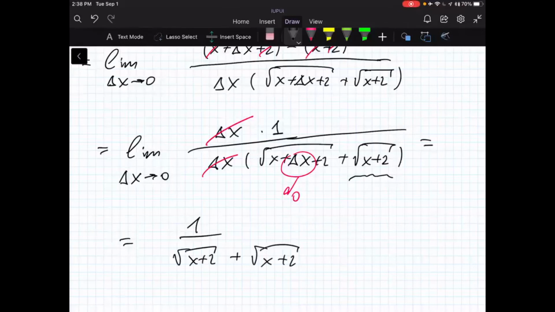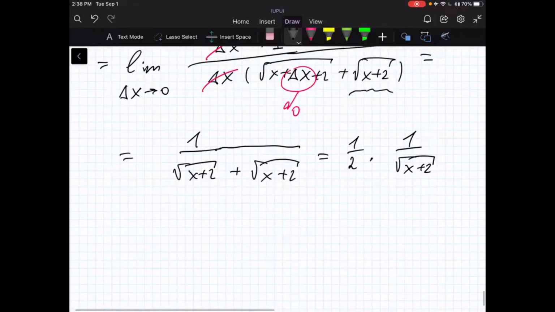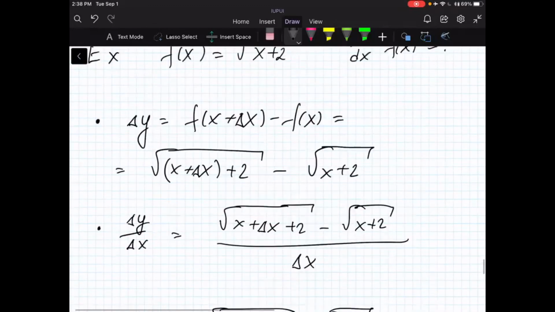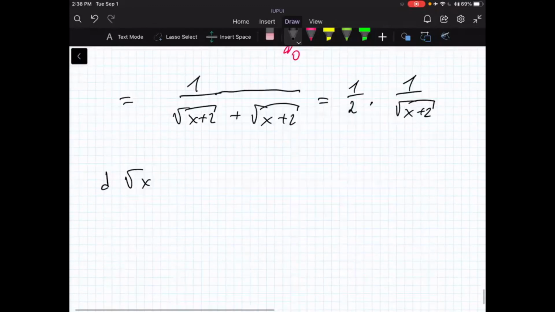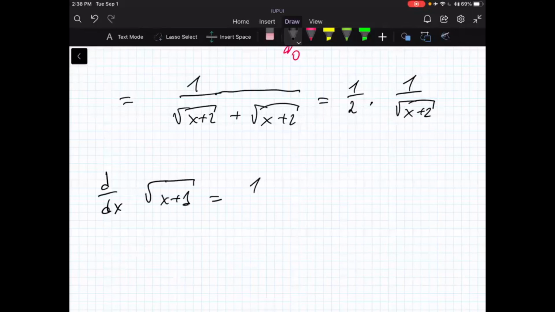Here I can write anything without the limit because I already calculated that. And finally it's 1/2 times 1 over square root of x plus 2. So we get its derivative, how I wrote it: d over dx of square root of x plus 2 is 1/2 times 1 over square root of x plus 2.